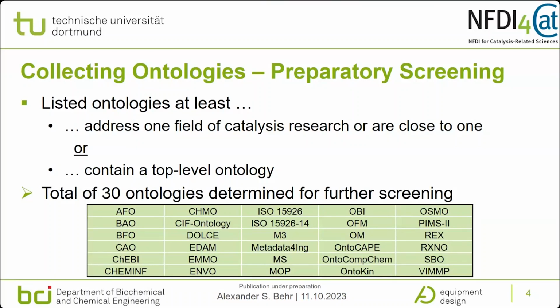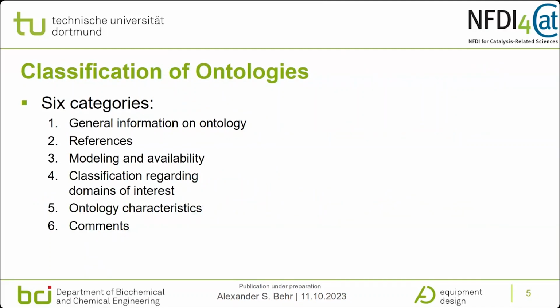And from these ontologies, we also saw quite quickly that some of those could not be really used anymore, rather saying, okay, they exist, but they really don't help us in catalysis research. Sorry. So what did we do? We basically collected metadata on the ontologies regarding 6 categories. The first one would be the general information on the ontology and references. Then the modeling and availability, classification regarding the domains of interest. So we split up the catalysis research domain into more subdomains, ontology characteristics, and last but not least, comments.